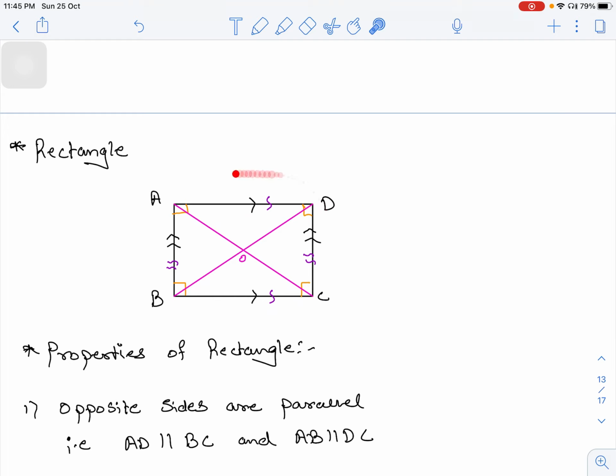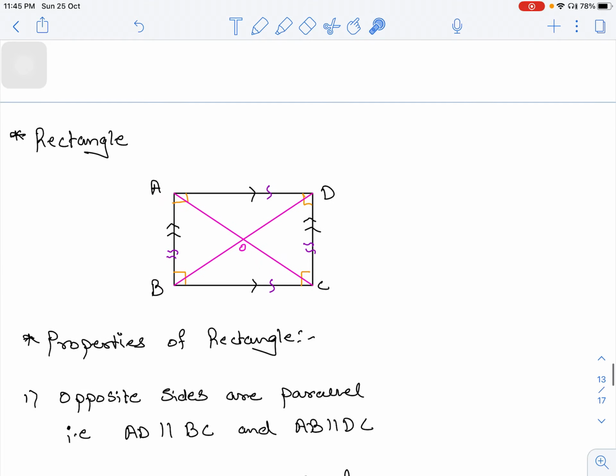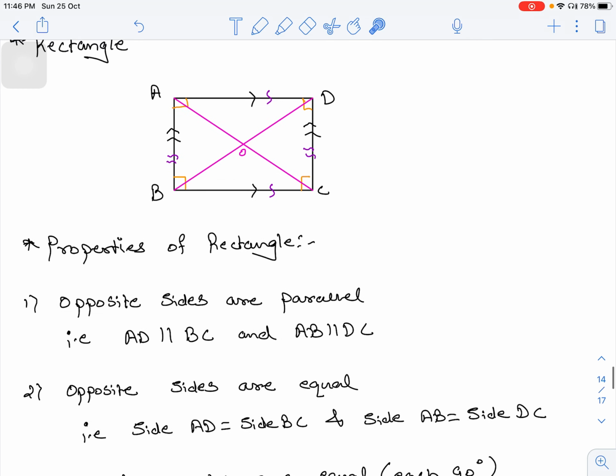In a rectangle, since it is a parallelogram, opposite sides are parallel to each other. So we can say that side AD is parallel to BC, and side AB is parallel to side CD. The next property is that opposite sides are equal. That is, side AD is equal to side BC, and at the same time side AB is equal to side CD. These all are properties of a parallelogram only.